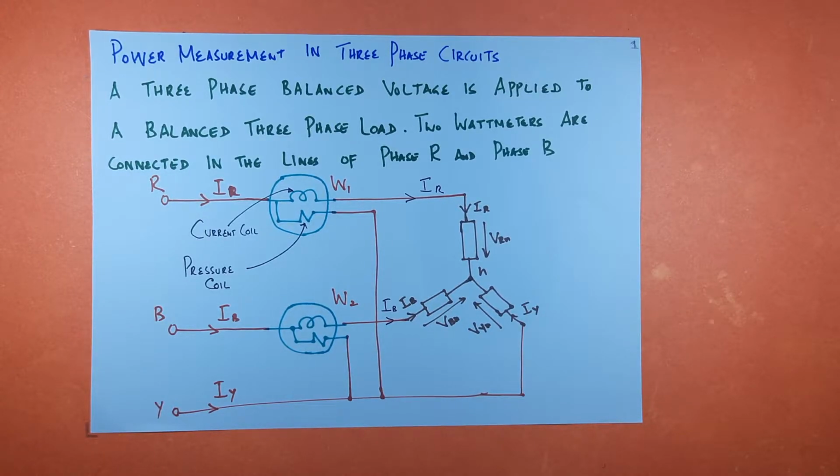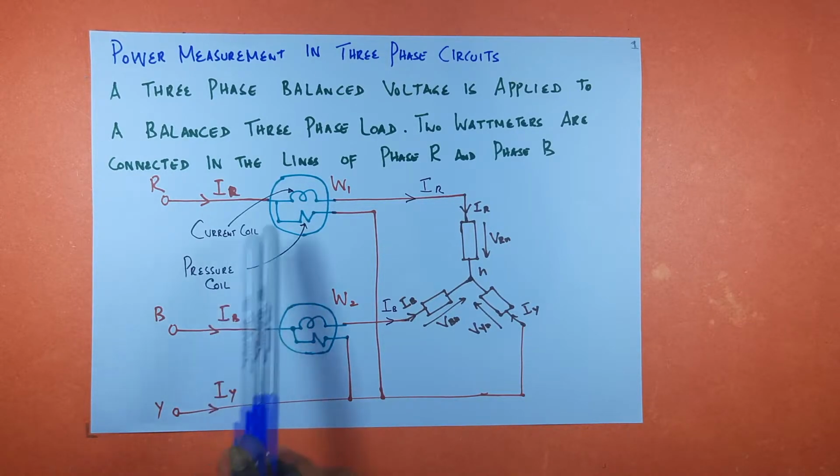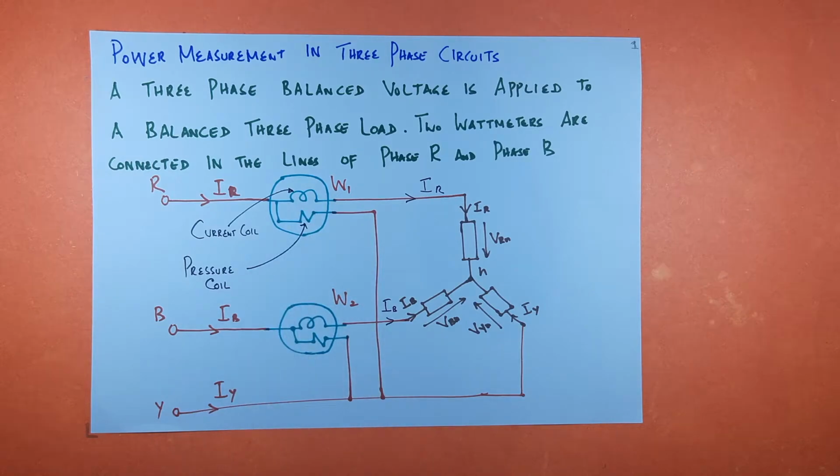And we have three lines R, Y and B. So in the lines of R and B, we connect the wattmeters. W1 is the first wattmeter, W2 is the second wattmeter. This is a current coil, this is a pressure coil.